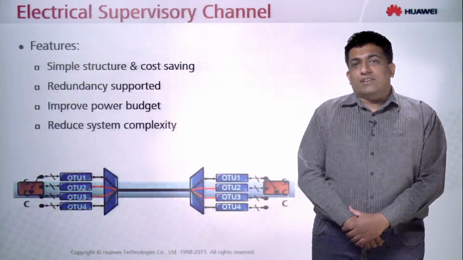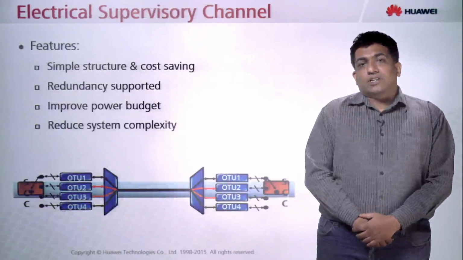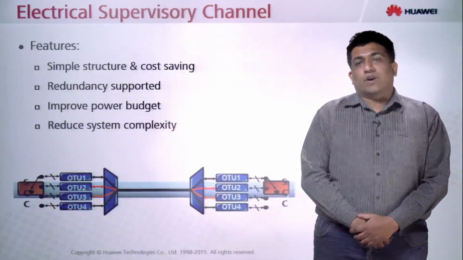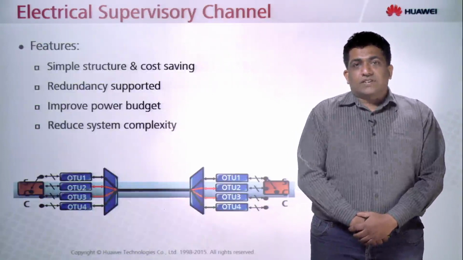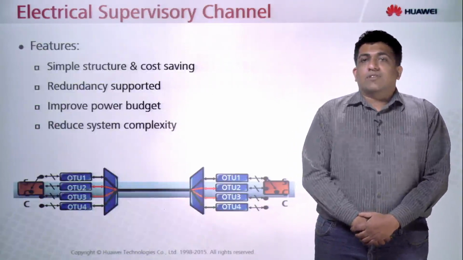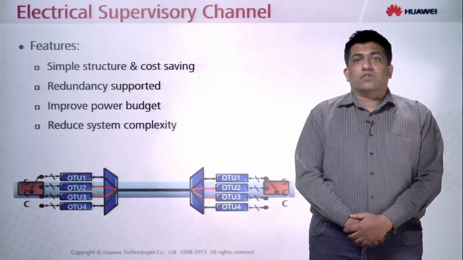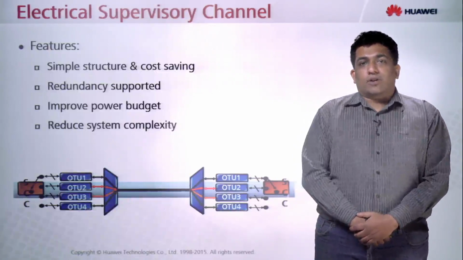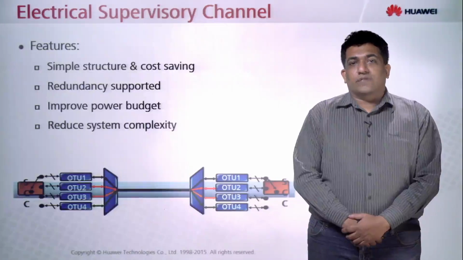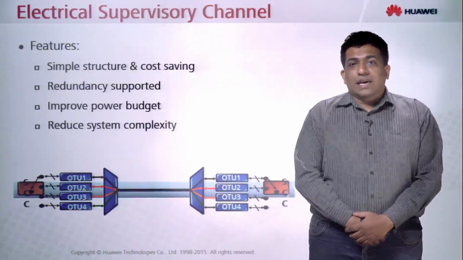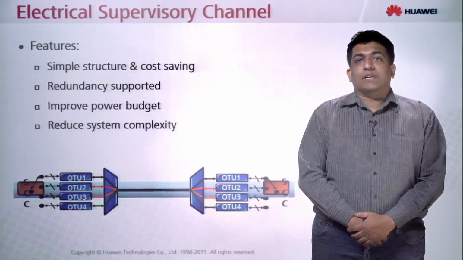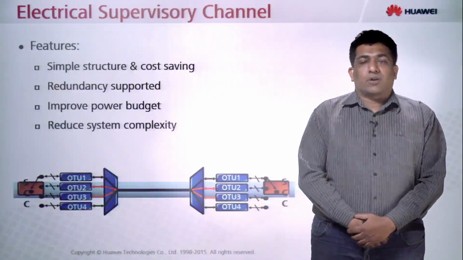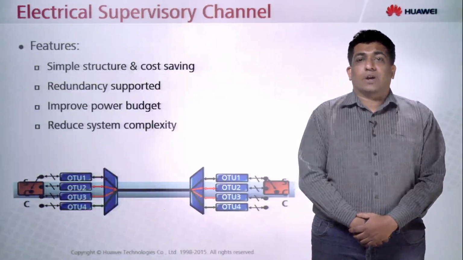The next topic is the electrical supervisory channel, where we put the supervisory control data byte on the frame of our ODUK. The features here are a simple structure and cost saving. It means we don't need to have extra fiber installed to transmit the supervisory channel. It is carried together with the ODUK itself. Redundancy is supported, so basically we can protect each other on different types of ODUKs in two different paths. It also improves the power budget so that flatness can be achieved. And the last one is to reduce system complexity, so that there is no external board or extra carrier to be carried together with the lambda that we are going to transmit.